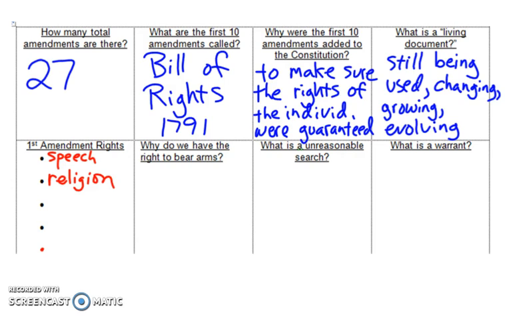Religion, freedom of and freedom from religion. Press, which is another way of saying writing. You can write what you want, especially if it's critical or it's against the government. It is protected. They can't persecute you.